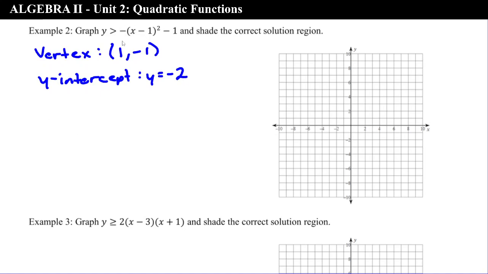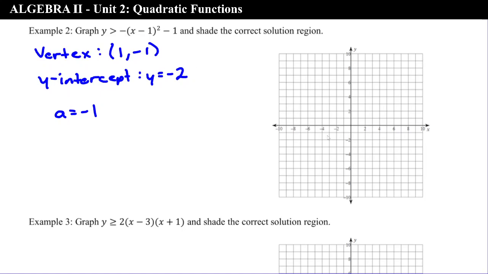And then finally, we have a on the outside here. And a in this case is -1. So it's not stretched or compressed, but it is inverted vertically. So it is a reflection across the x-axis, meaning that it's going to be concave down.